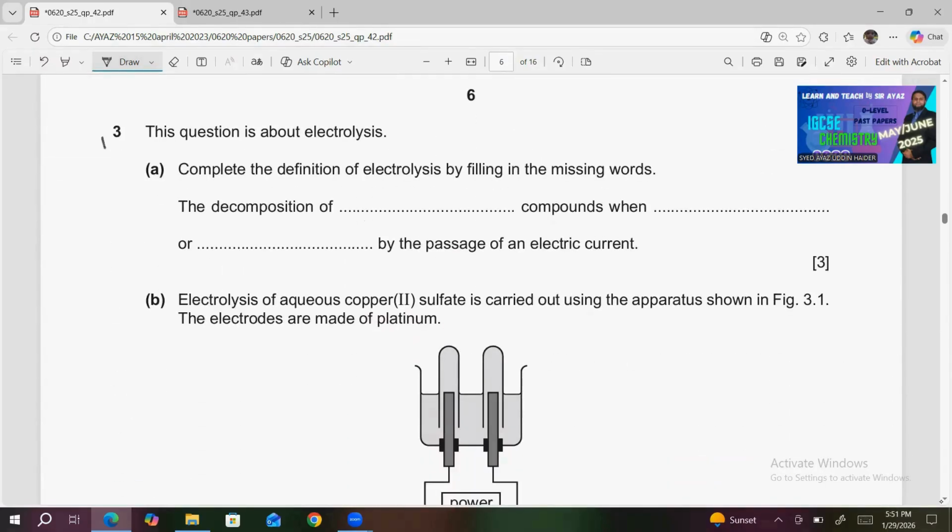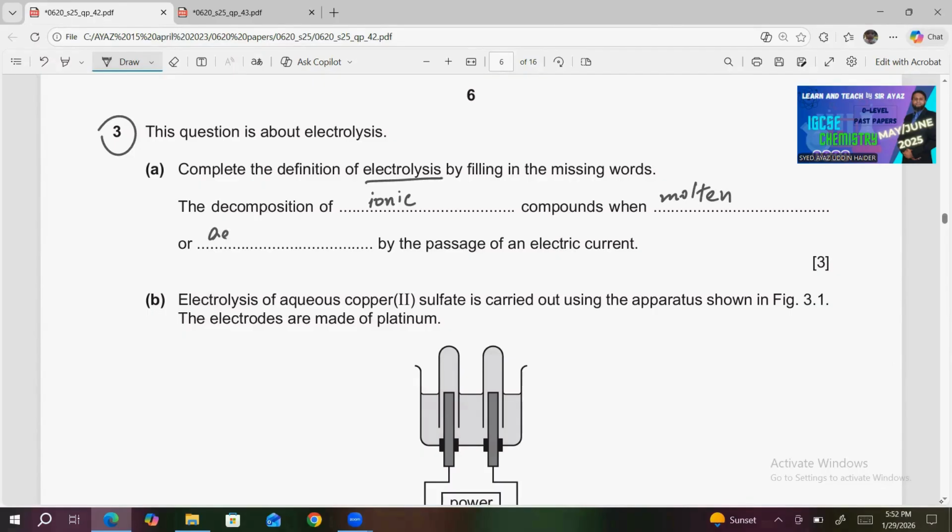Number 3, this question is about electrolysis. A. Complete the definition of electrolysis by filling in the missing words. The decomposition of ionic compounds. Remember, in electrolysis, we are decomposing ionic compounds. So you write ionic. When molten or aqueous, by the passage of an electric current. When it's in the molten state or aqueous, so you write molten.